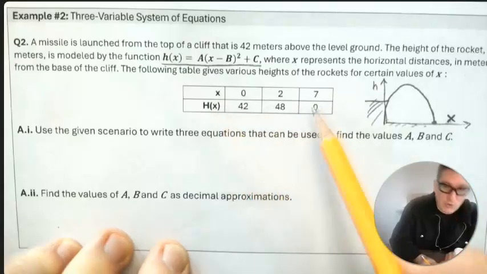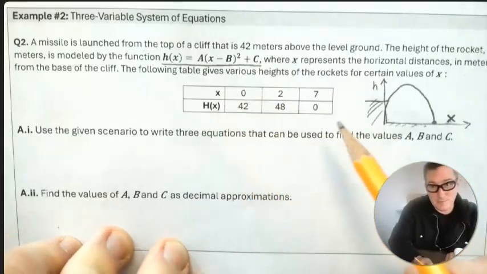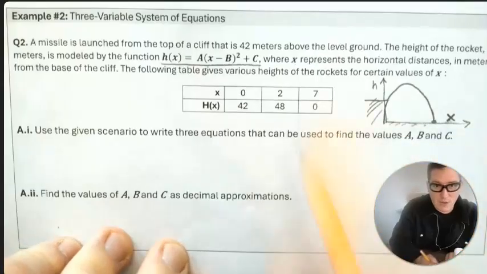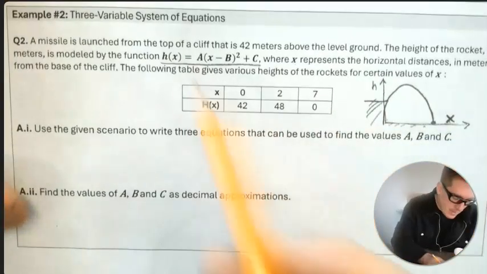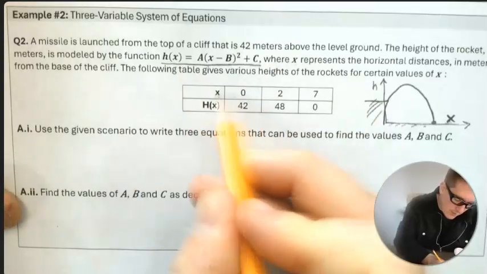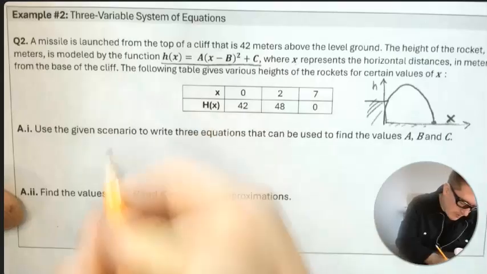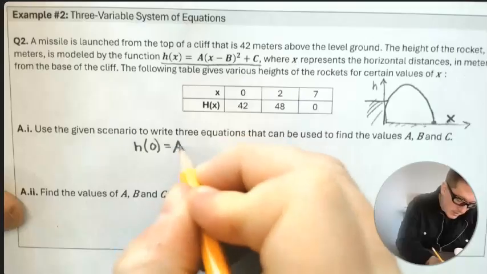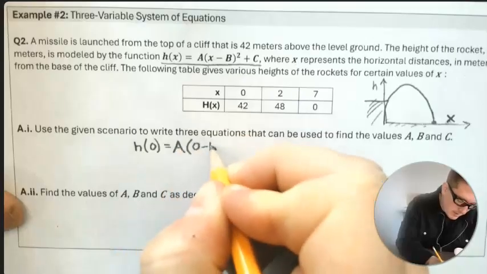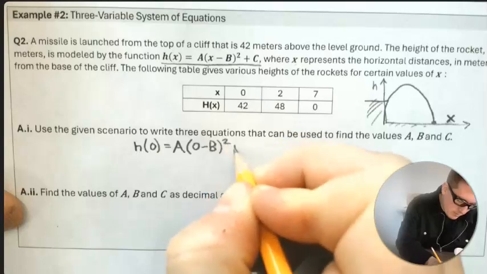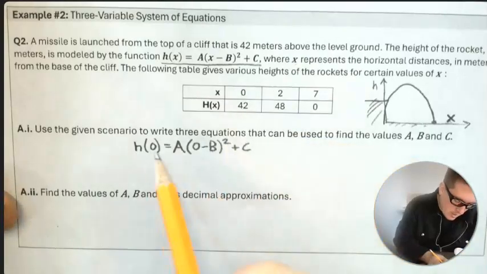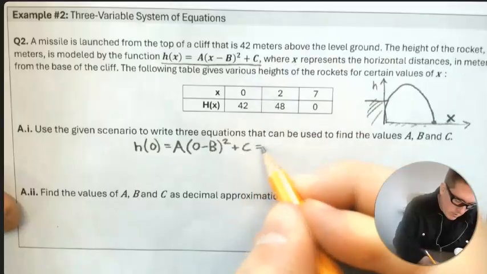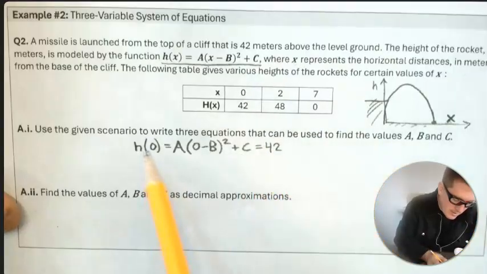And they gave us 3 points, and this one's really nice because they gave us a table, right? So we just have to write the 3 equations using the table. And they gave us the formula. So let's start off with x equals 0. So h of 0 is going to be capital A. I don't know it, so I rewrite it: 0 minus b, squared, plus c. And that should equal 42, right? So this says if I plug in 0 into the rule for h, it's going to give me 42.